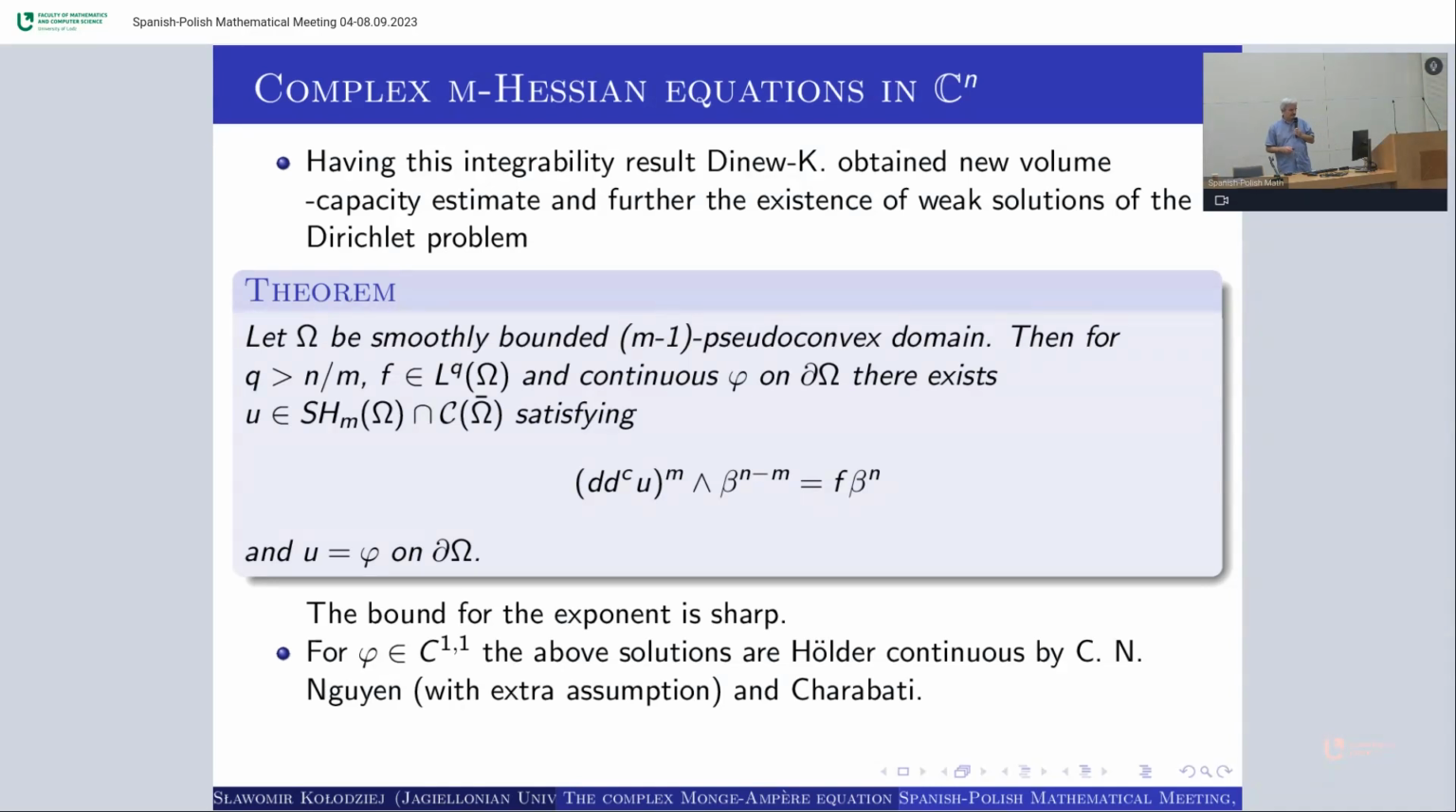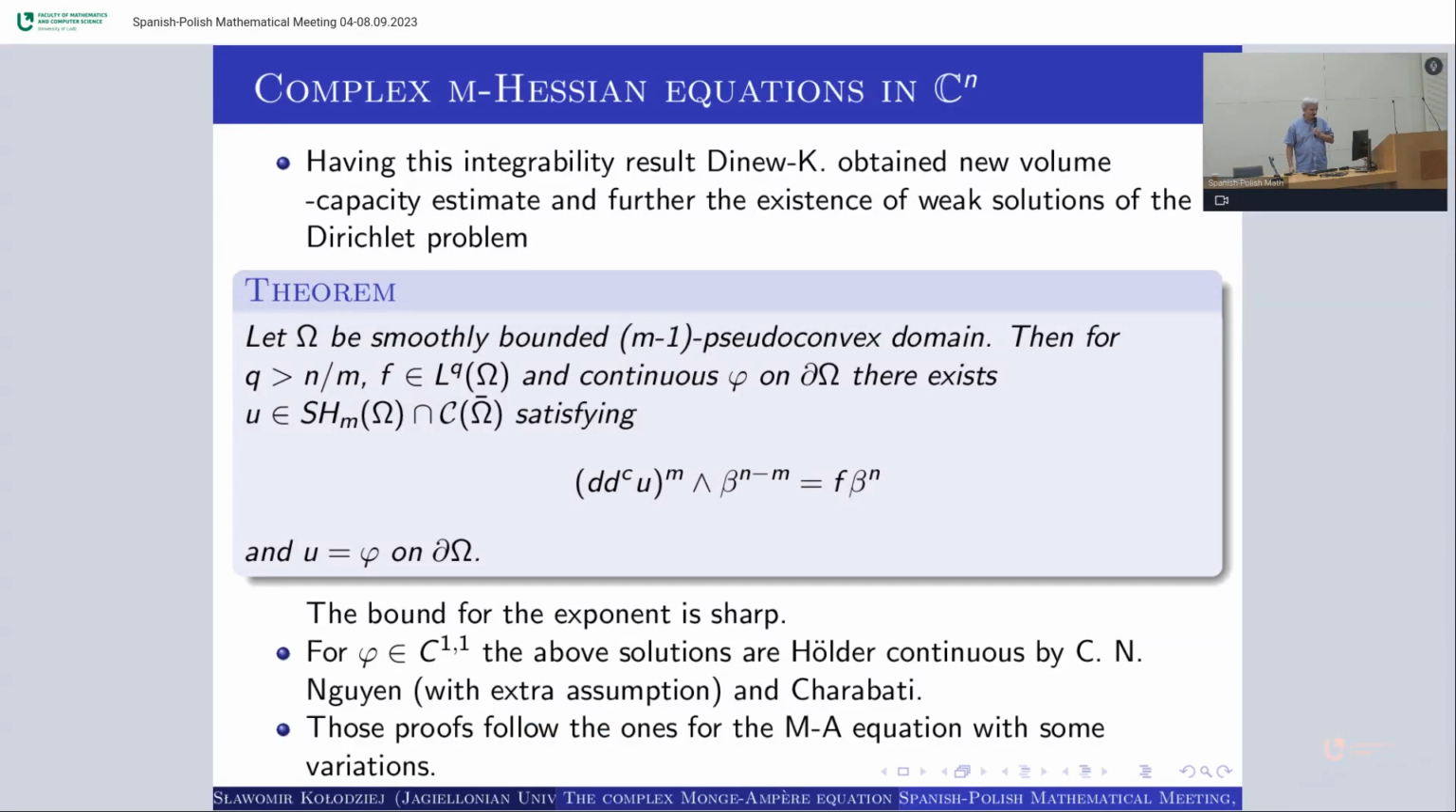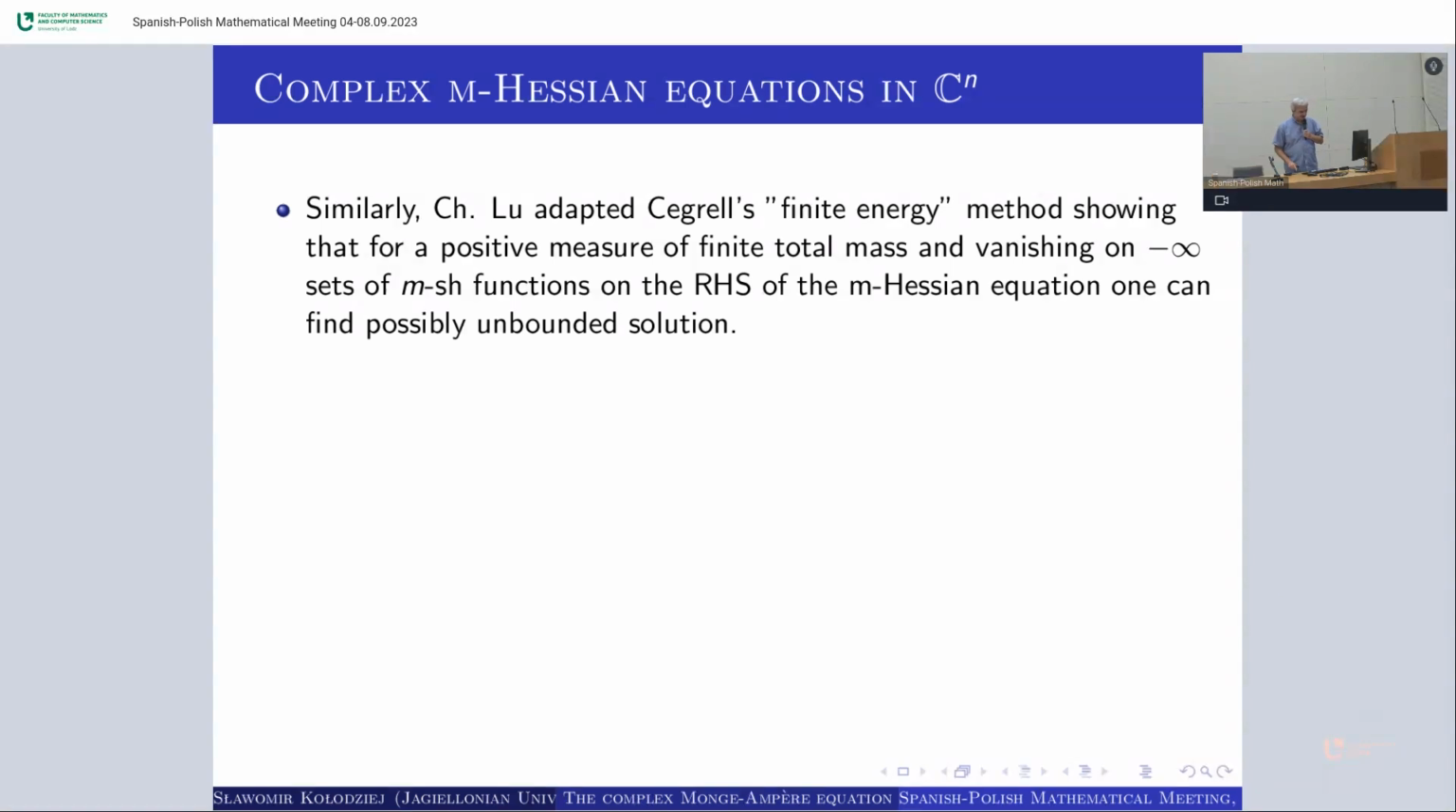As I said, except for this confirmation of Włodzki conjecture, the rest goes more or less the same way as for the complex Monge-Ampère equation. And there were further improvements. For instance, in the case of complex Monge-Ampère equation, Segrel introduced so-called finite energy classes.